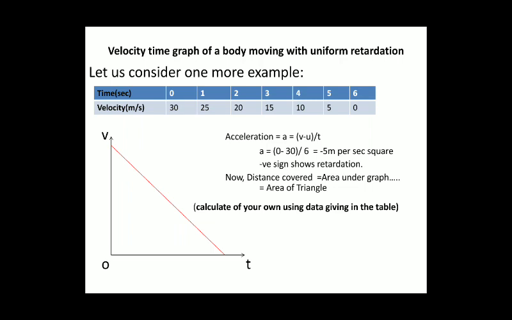Now distance covered, as we did earlier in both the slides, is the area under the graph. Here it is the area of the triangle. So calculate on your own the distance covered by the object in 6 seconds using the data given in the table. Or you can simply use half into base into height. What is the base? Base is time, that is 6. What is the height? That is velocity, 30. So you can easily calculate that distance.